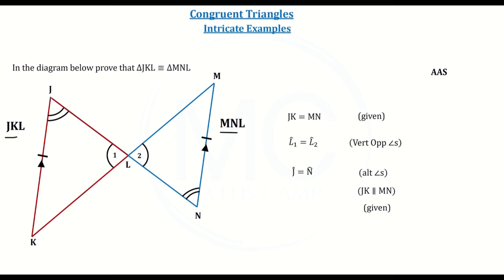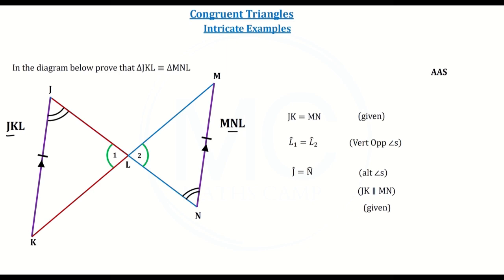M and N are the first 2 letters in triangle MNL. So these 2 are corresponding sides. Let's make JK and MN purple. L is the 3rd letter in JKL and the 3rd letter in MNL. So L1 and L2 are corresponding angles. So let's make them green on the diagram. Now we can move on to J and N. J is the 1st letter in JKL and N is the 2nd letter in MNL.